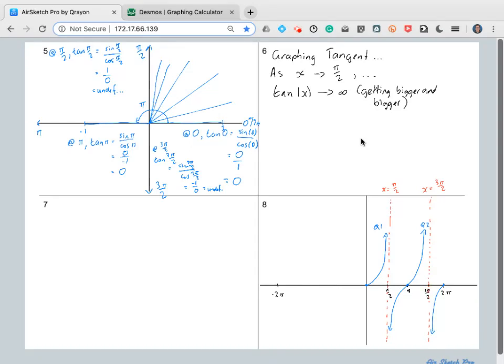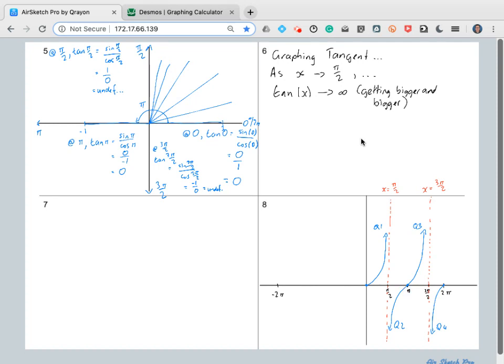Between pi on 2 and 3 pi on 2, we can see it's going to approach negative infinity in this quadrant. I haven't written those quadrants in, so that's quadrant 3, and that's quadrant 4. Beg your pardon, I've stuffed that up. That's quadrant 2. That's quadrant 3. And that's quadrant 4. Okay, sorry about that. So quadrant 1, quadrant 2, quadrant 3, quadrant 4. Tan is positive, negative, positive, negative.